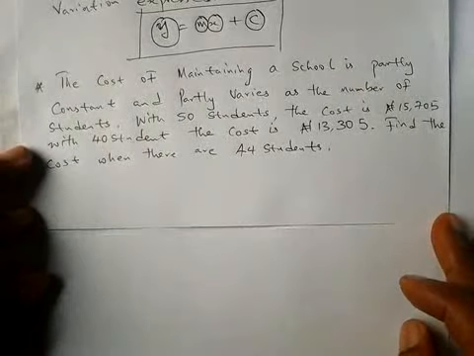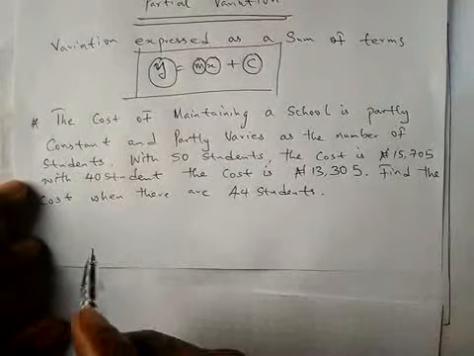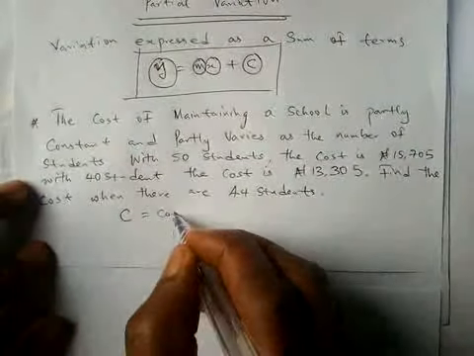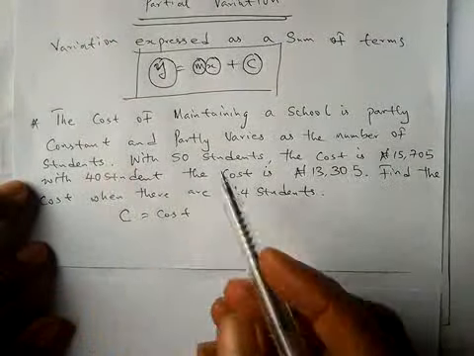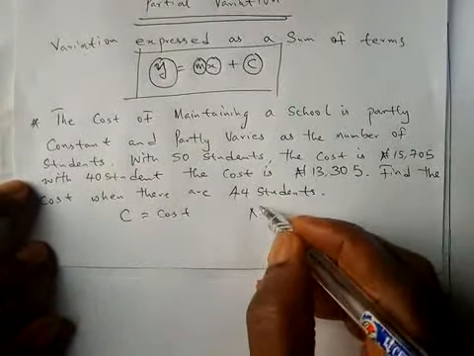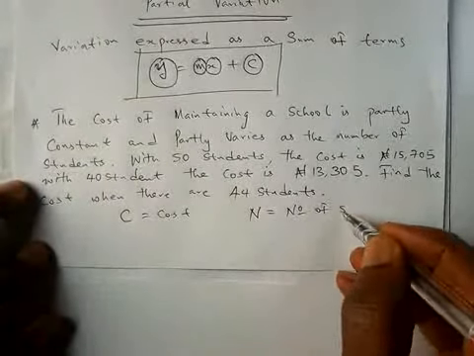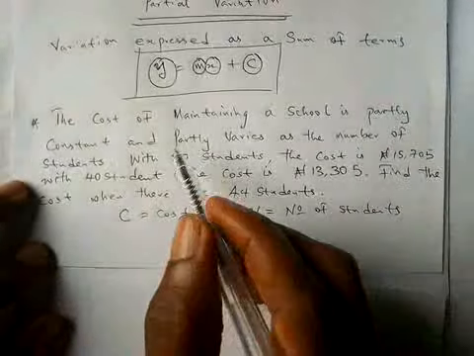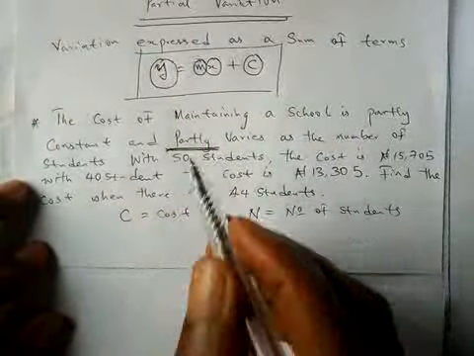Now, the cost of maintaining a school, let's call that C. C represents cost, and the number of students, let's call that N. Okay, now you can see partly here, that tells you it is a partial variation.